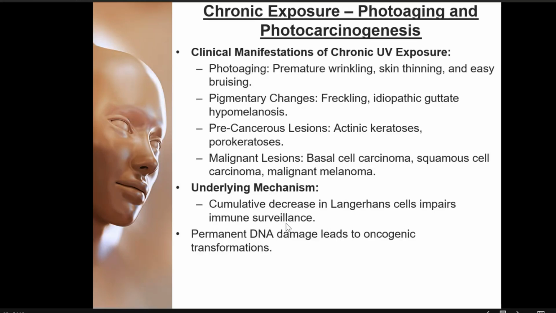The underlying mechanism is a cumulative decrease in Langerhans cells, which impairs immune surveillance. So we have seen that when there is a decrease of Langerhans cells, there is a decrease in the immunity of the skin, which also leads to skin cancer. Permanent DNA damage also leads to oncogenic transformation due to phototoxicity.